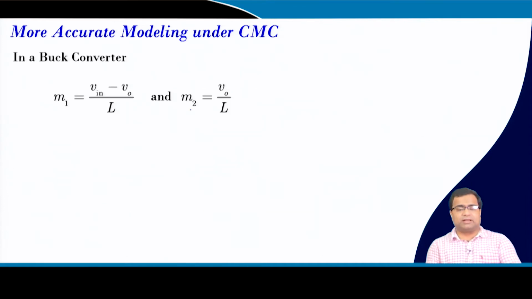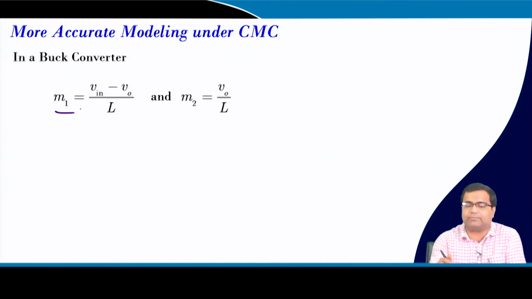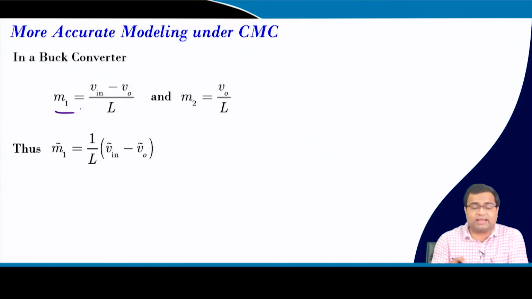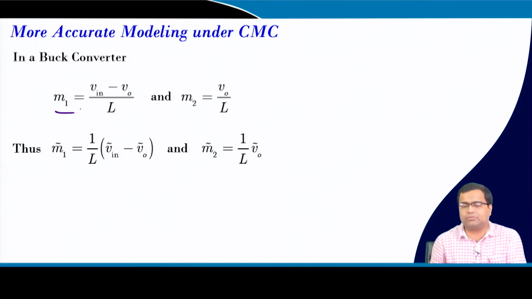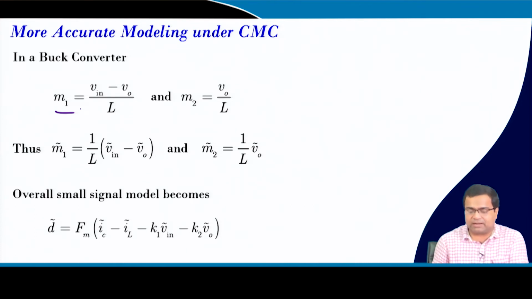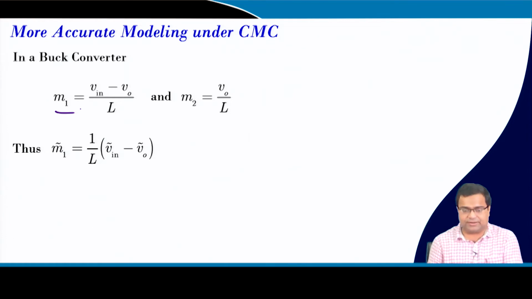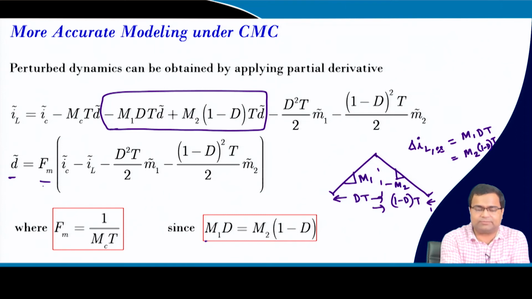Now, in a buck converter, if you take a buck converter, M1 is my Vin minus V0 by L, M2 is V0 by L. So, I can take M1 perturbation as nothing but 1 by L into input voltage perturbation minus output voltage perturbation. M2 perturbation should be output voltage perturbation by L. So, the overall small signal becomes Fm into IC perturbation, IL perturbation minus K1 into Vin minus K2 into V0, and all this we are writing from here.